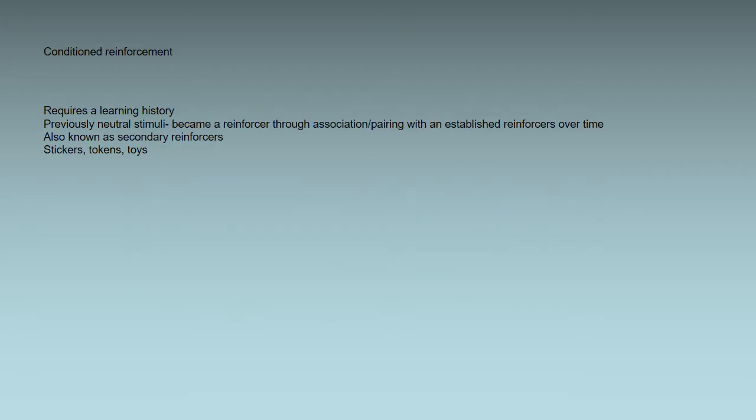Conditioned reinforcement. This requires a learning history. Previously neutral stimuli become a reinforcer through association or pairing with established reinforcers. This takes place over time. This is also known as secondary reinforcement or secondary reinforcers. Stickers, tokens, toys, those are all examples of secondary reinforcers.